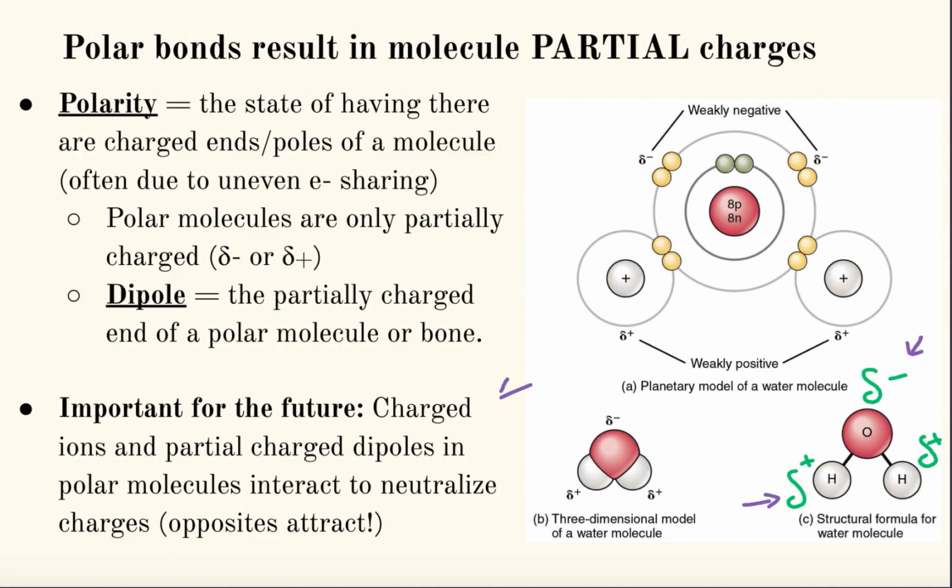So those charges, both from the ions and these dipoles in the polar molecules, have the capability of interacting with one another to neutralize a charge, right? Because these are still charges, they're just partial charges. So I might need 2 of my hydrogen dipoles or 3 of my hydrogen dipoles to interact with a negative ion, a fully negative ion, or maybe even 10 partial dipoles in order to interact with a full ion, okay? But they can still interact.